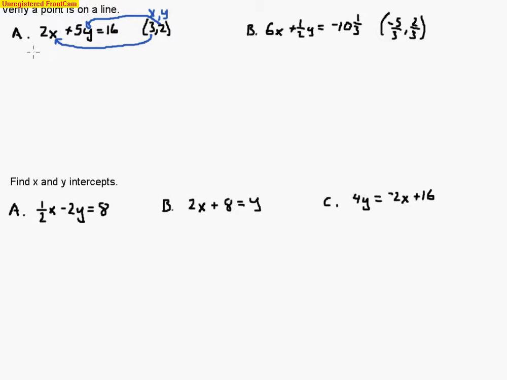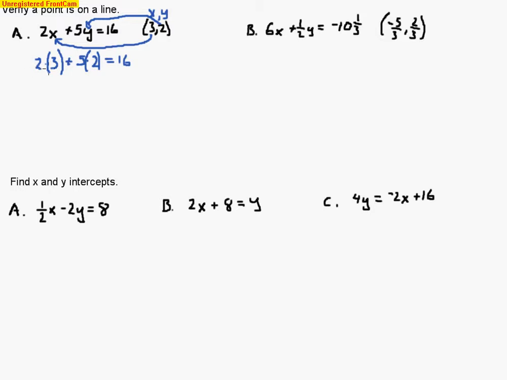So we'll go ahead and do that work. We've got 2 times the x value, 3. And then we add 5 multiplied by the y value, 2. And then this should equal 16. So again, the terms I substituted were the numbers in the ordered pair, the ones I just highlighted here. The 3 went in for x, the 2 went in for y. So I go ahead and do some work and see if it ends up equaling or not.